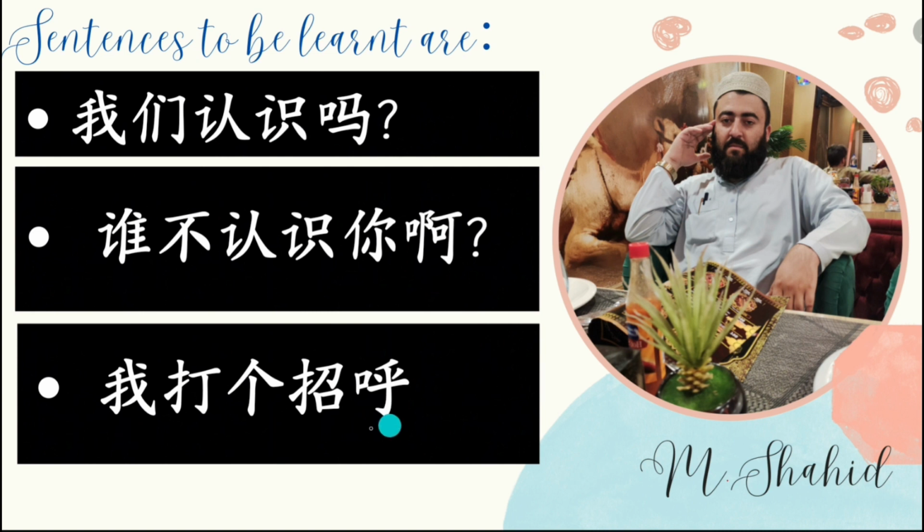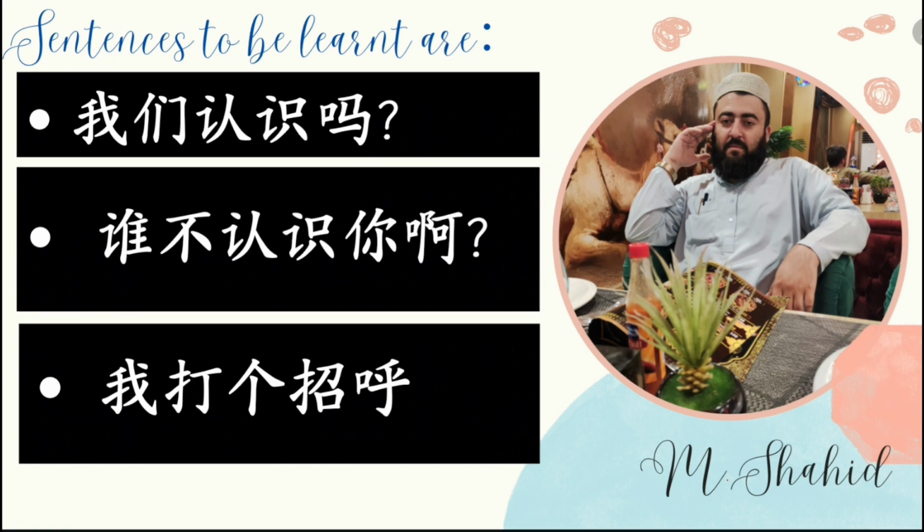我打个招呼. 我 means I, 打个招呼. 打招呼 means to greet someone, to say hello to someone. 我打个招呼. किसी को सलाम दुआ करना, इसके लिए 打招呼 इस्तेमाल होता है. 打个招呼, मैंने सिर्फ सलाम दुआ की, मैंने सिर्फ hello कहा.